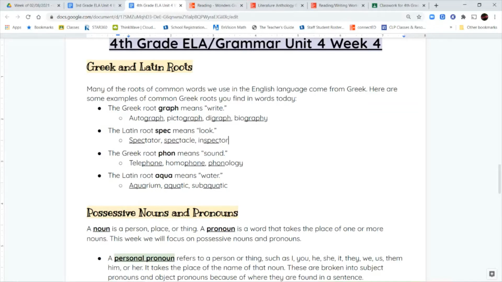The last one we're going to talk about is aqua, and aqua means water. This is something that you guys are familiar with. If you've ever been to the aquarium or you've done any aquatic sports like jet skiing or water skis, or parasailing, when you're attached to a motorboat and you're on a parachute. Or if we're talking about something that's subaquatic, that's something that's underwater.